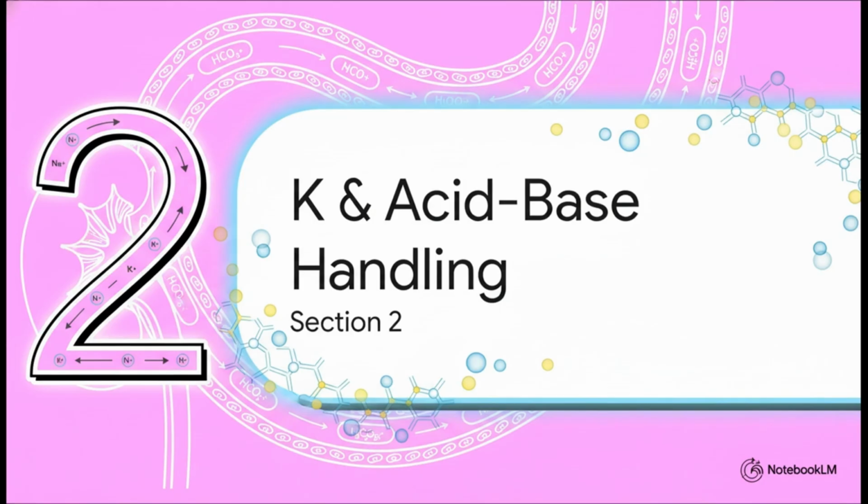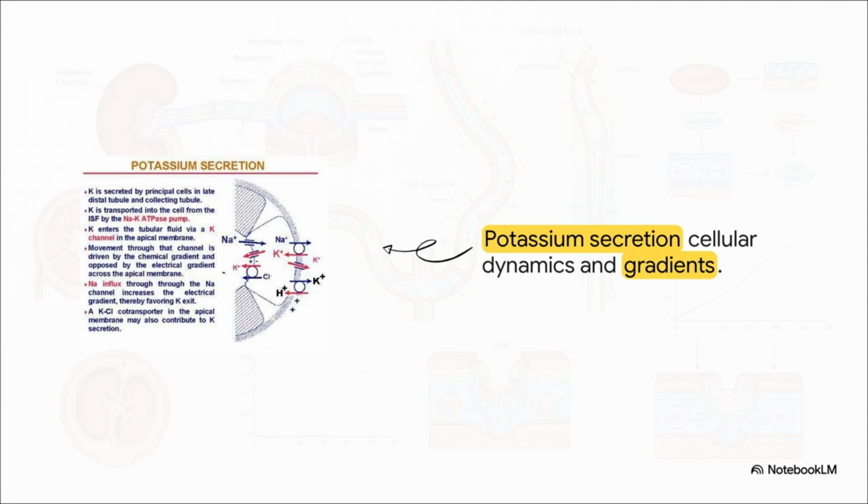Moving right along, we have Section 2, Potassium and Acid-Base Handling. Now, what's really interesting here is the delicate interplay of gradients driving this potassium secretion. Potassium is actively pulled into the cell from the interstitial fluid by that basolateral NaK-ATPase pump. It then exits into the tubular fluid through those apical potassium channels. This movement is driven by a strong chemical gradient, because intracellular potassium is high, but it's also heavily dependent on the electrical gradient. You see, sodium influx through its own apical channel makes the lumen more negative, and that electronegativity acts like a magnet, actively pulling the positively charged potassium right out of the cell.